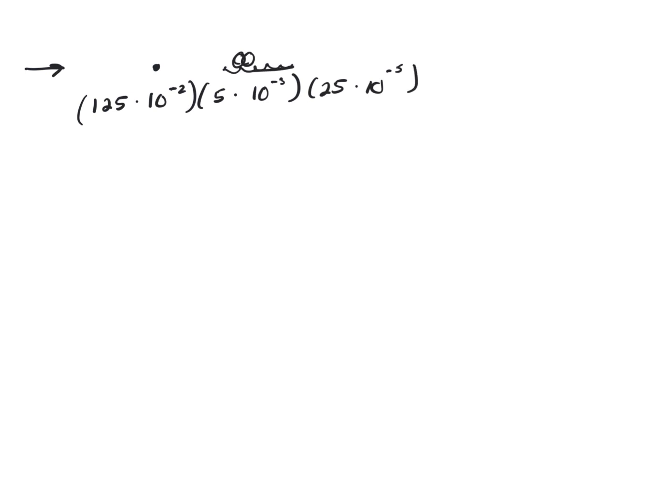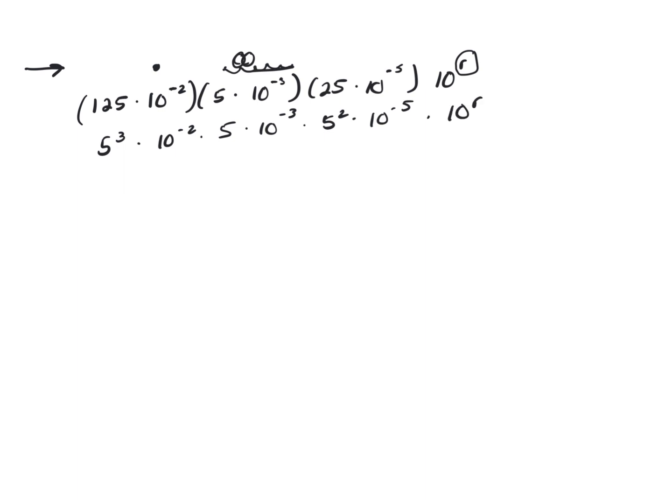And then we have this 10 to the r, and we're trying to figure out what r is. Well, what do we have here? I've got a 125 and a 5 and a 25, but I recognize I can write all those as 5s. That's a 5 cubed times 10 to the negative 2, and then a 5 times 10 to the negative 3, and then a 5 squared times 10 to the negative 5.